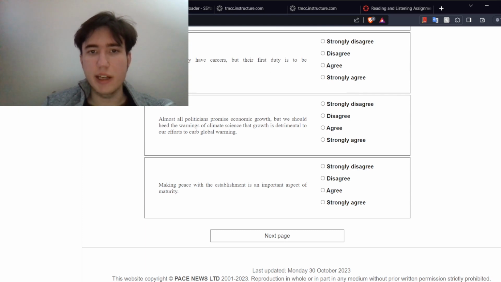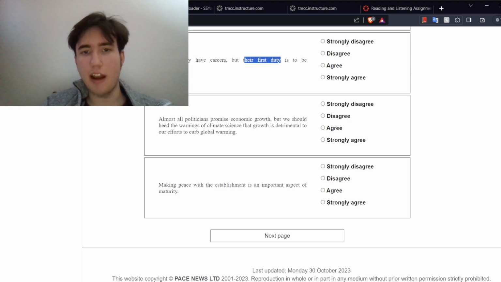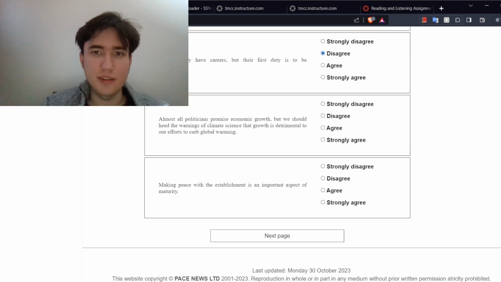Mothers may have careers, but their first duty is to be homemakers. I mean, this is like prescribing a way of life on to other people. And this is something I think is stupid about the right wing mentality, is they think, oh, I've figured everything out. Oh, I know exactly how people should live their lives. No, you don't. So I would disagree.